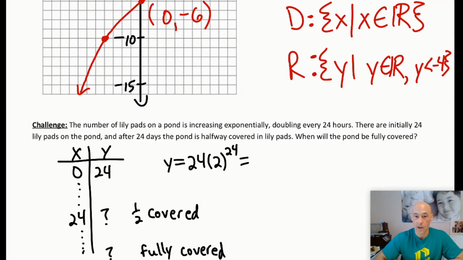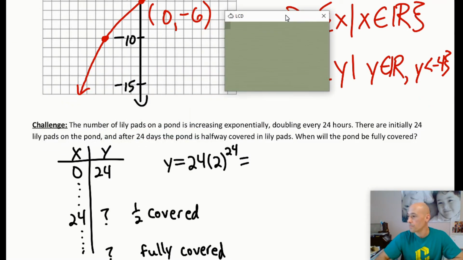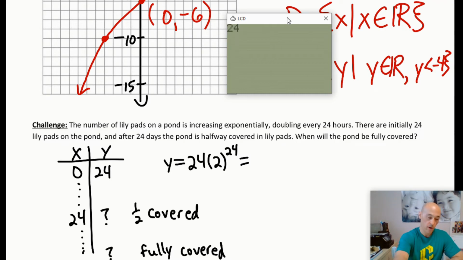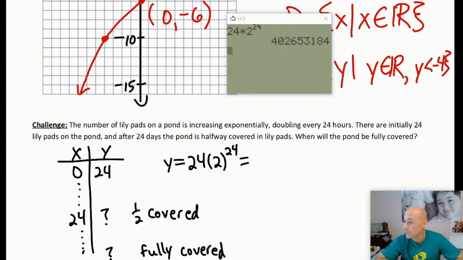So let's get a calculator out here, and I'll bring it over. So 24 times 2 to the 24th power. I don't even know. Yeah, that's pretty big. All right, so let's see. There's 400 million, 402,653,184 lily pads. And that's half covered.